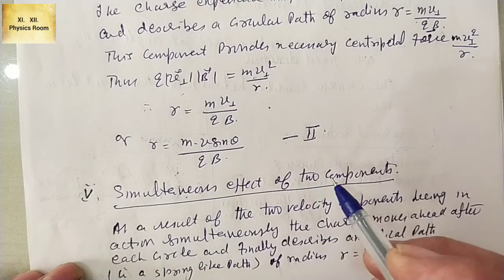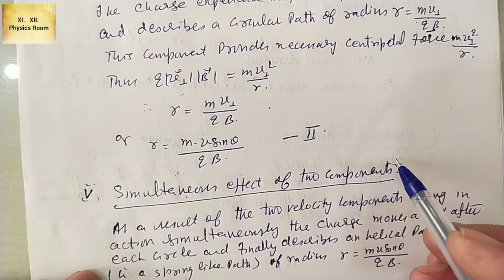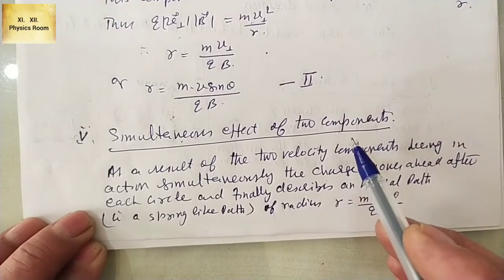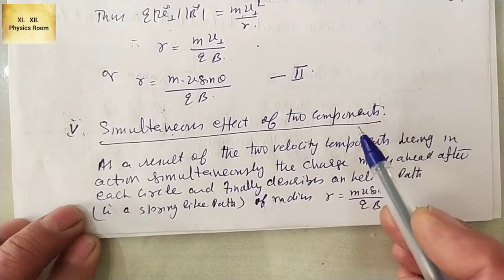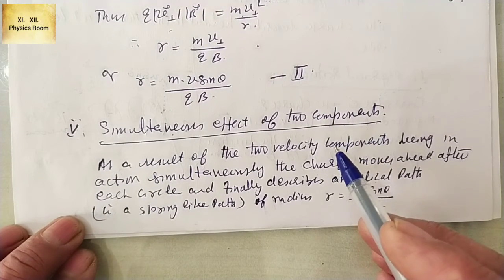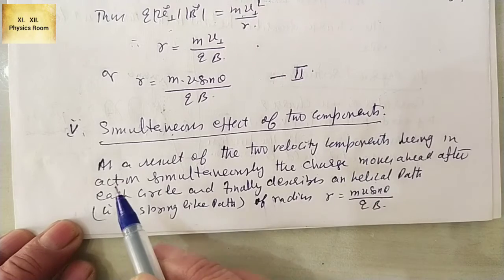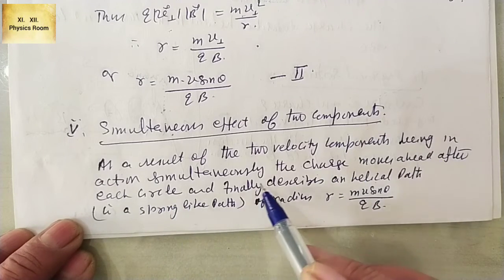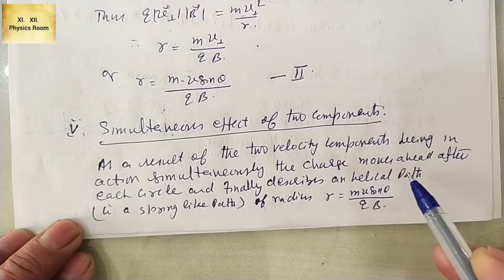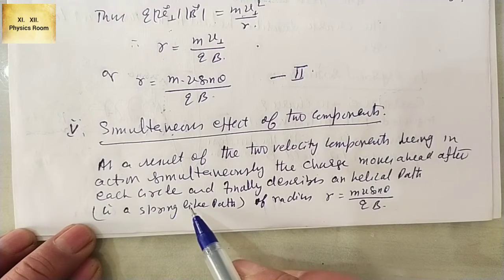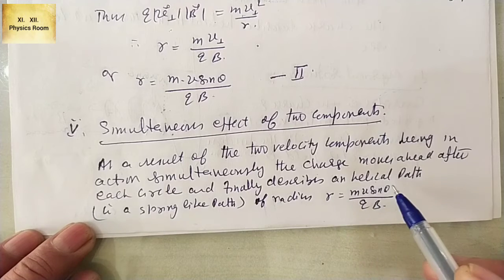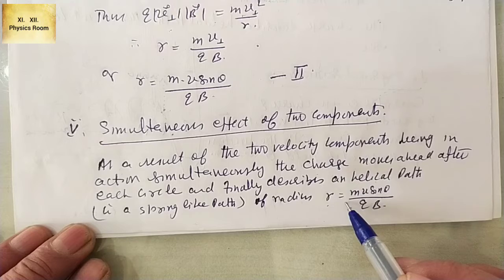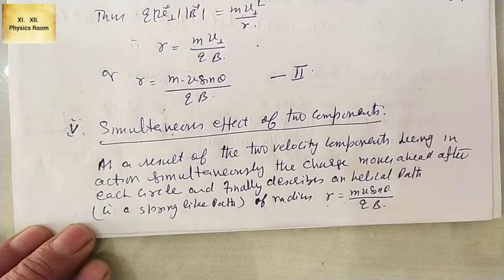component, the charge moves straight along the direction of the field. Now what is the simultaneous effect of the two components? Since the two components are working at the same instant, as a result of the two velocity components being in action simultaneously, the charge moves ahead after each circle and finally describes a helical path, that is a spring-like path, of radius r equal to m v sin theta by q B.